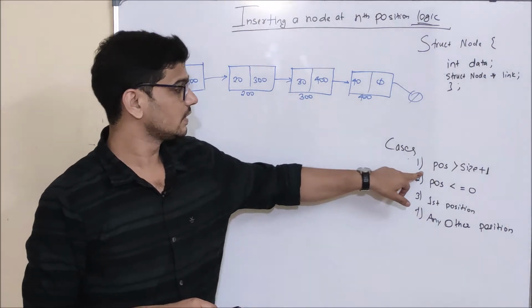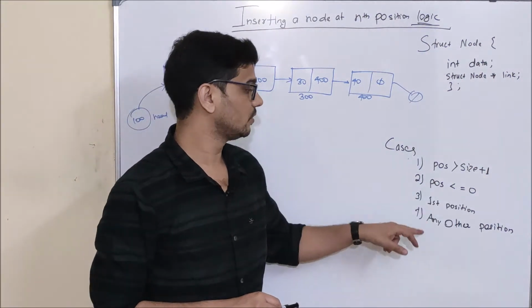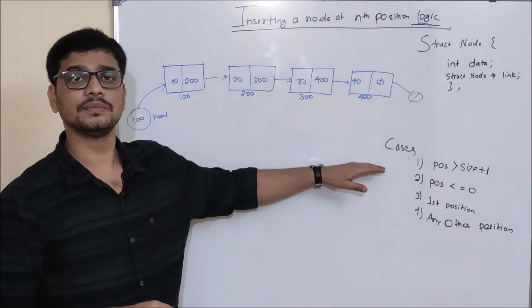So what is the first case? That is position greater than size plus 1. What is the second case? Position is smaller than or equal to 0. Third is the first position, and fourth is any other position. Now let's understand each of these in detail.